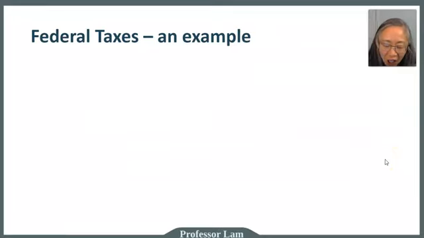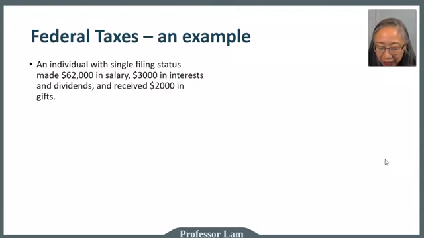Okay, let's apply all the concepts that we have just learned to a specific example. So let's say we have an individual that is a single filing status and they make $62,000 in salary, $3,000 in interest and dividend, and they receive $2,000 in gifts. The first step we're going to do is to compute adjusted gross income. So remember what is included in adjusted gross income and what is not.